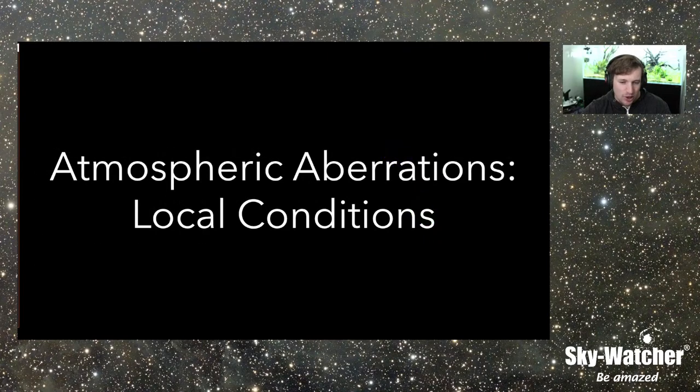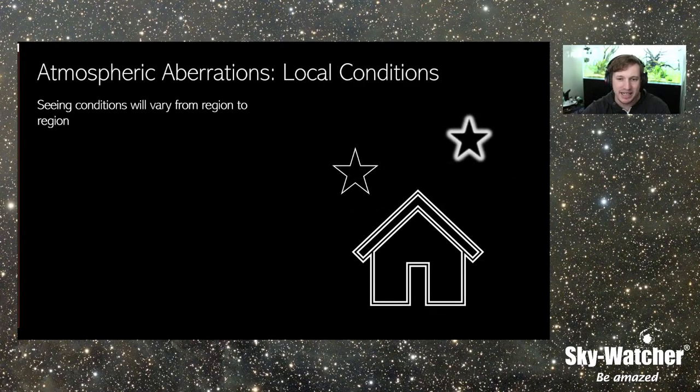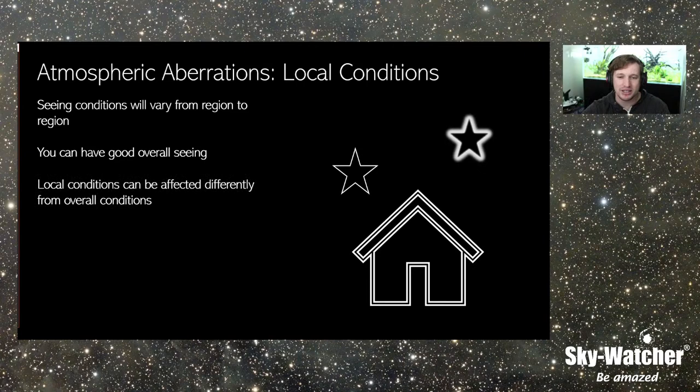Lastly, local conditions. This is a big one. I see it come up all the time. Seeing conditions are going to vary from region to region. You could go out and be like, wow, the conditions are great tonight. But that's your overall seeing. You can have great seeing, but your local conditions can be affected differently compared to the general seeing. So if you go to Clear Sky Clock or something like that, and it says, oh, tonight's a 5 out of 5, and you go outside and it's like, wow, this is crap.